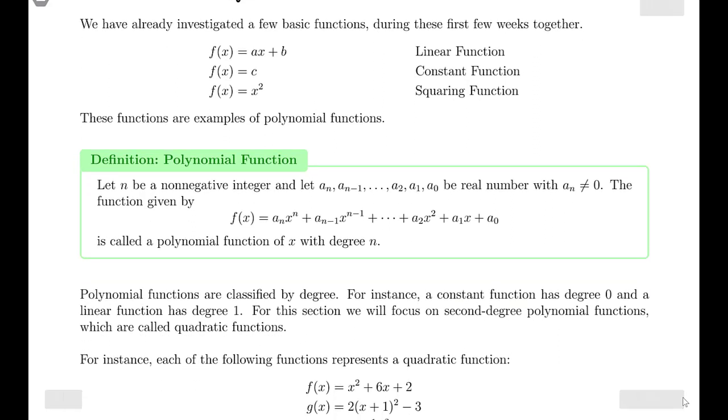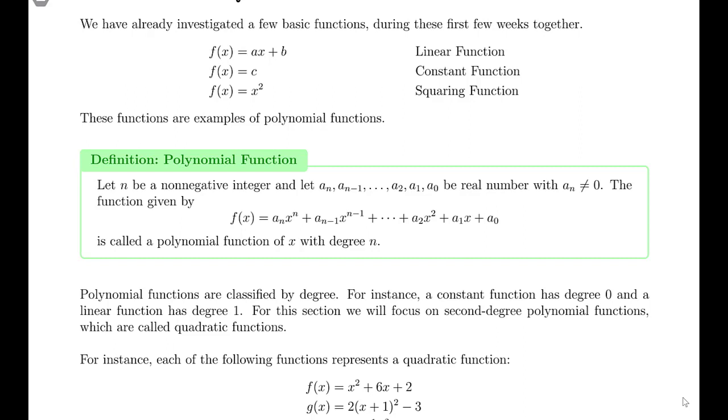The strict mathematical definition of a polynomial can be seen here in the green box. You have n being a non-negative integer. Why do we say non-negative? Why don't we just say positive? Because 0 could be included in that. Non-negative means that it can't be negative, but it can be 0.